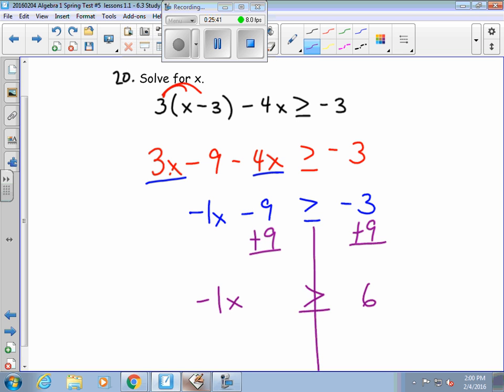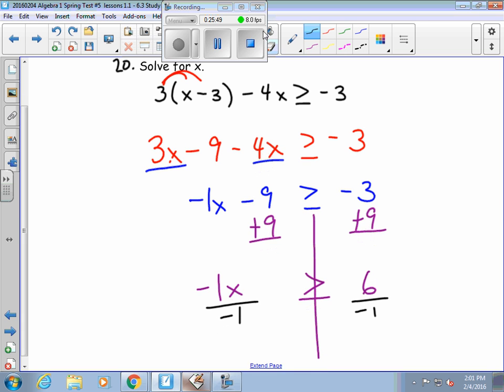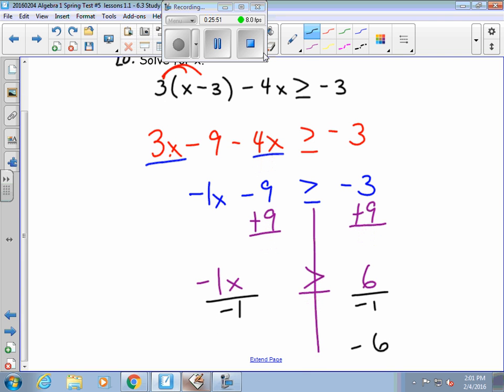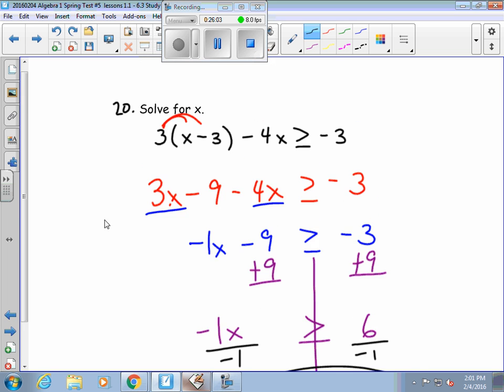We do not reverse the symbol because all you did was add 9. On this part, you divide by negative 1. When you do the same to the other side, a positive divided by a negative gives us a negative 6. You have x and negative 6. Since we divided by a negative this time, you reverse the fact that it says greater than or equal to, and make it say less than or equal to. x is less than or equal to negative 6.